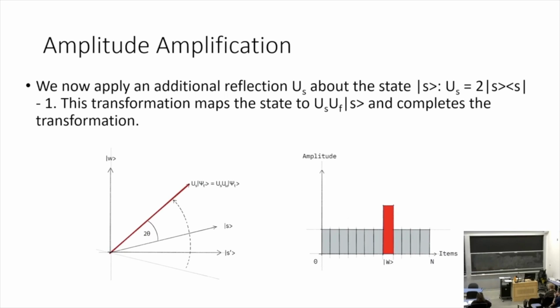So what we did is we started with S, we reflected about S prime, and now we reflect back across the original S. These 2 reflections that we just did correspond to a rotation. Two reflections always correspond to a rotation. And the transformation, U_S U_F, rotates the initial state S closer to the winner.